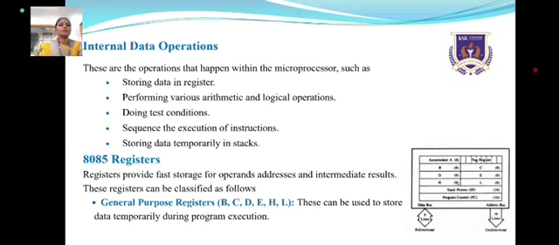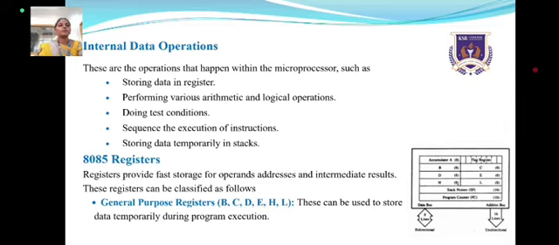Internal data operations. These are the operations that happen within the microprocessor, such as storing data in registers, performing various ALU operations, doing test conditions, sequencing the execution of instructions, storing data temporarily in stacks.